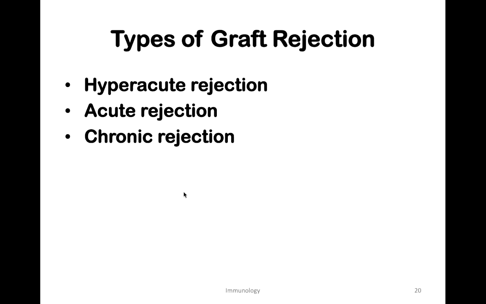We'll discuss types of graft rejection today. The types of graft rejection are hyperacute rejection, acute rejection and chronic rejection. So we'll see how these manifest.